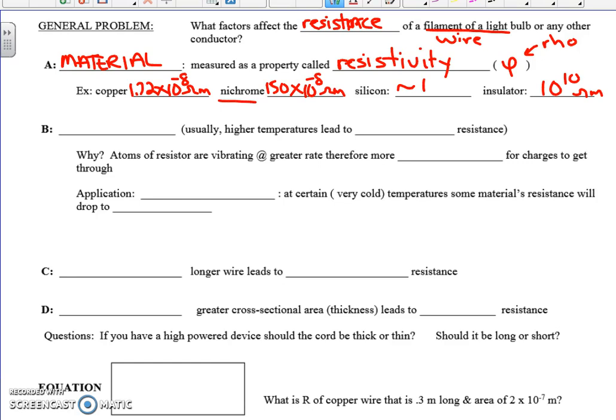All right, the next factor that matters is the one that often creates the most confusion for students, and it's the least obvious. And that's temperature.